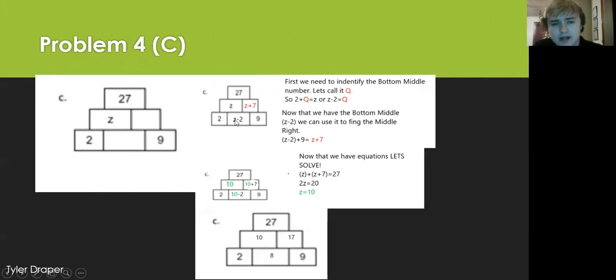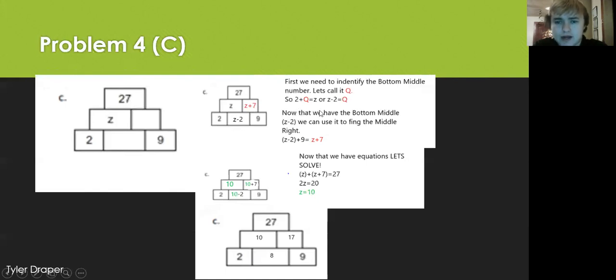Okay, and right here, if we know that z minus 2 is going to equal that one, then we can use z minus 2 plus 9 to find the box that's right above it. Because remember, we said the two bottom boxes equal the amount that's above it. So we'll figure that out here.